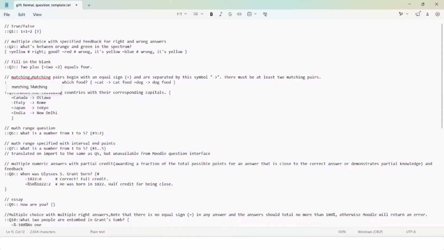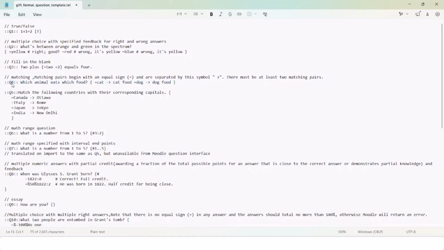Matching question. In matching questions, usually we have the equal sign and then a symbol, which is a dash as well as the greater than symbol. Okay, so let's look at an example.